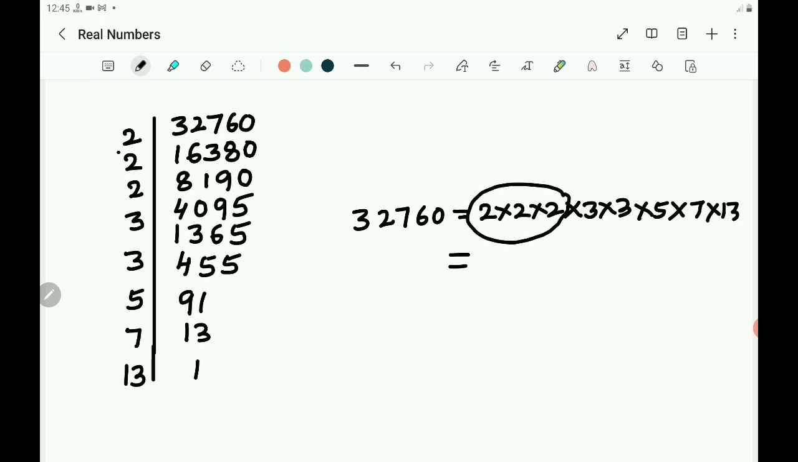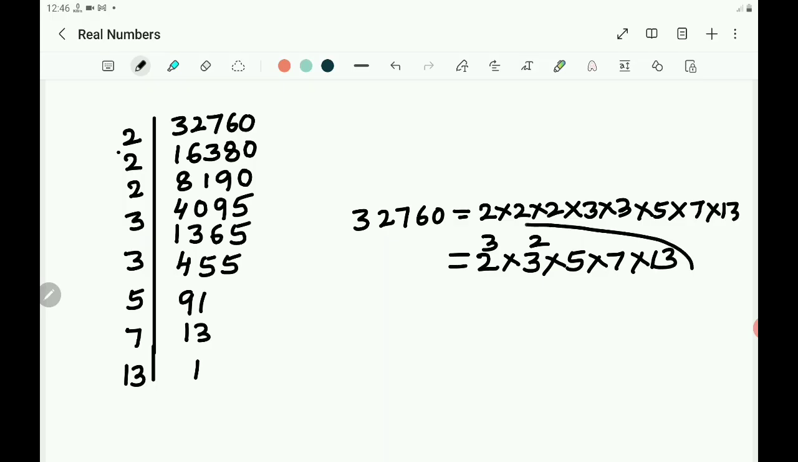Here, you got 3 times 2. So you can write it as 2 power 3 into 2 times 3. It is 3 square into, then you write 5 into 7 into 13. So these are the prime factorization of the 32,760. So you expressed 32,760 as a product of prime factors.